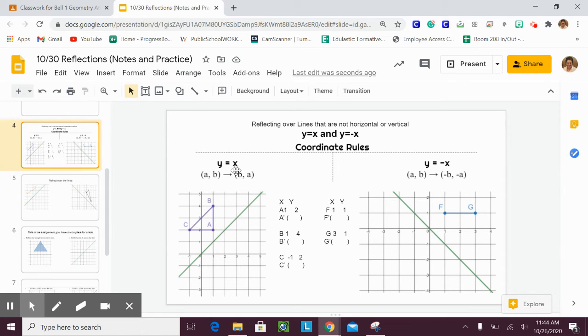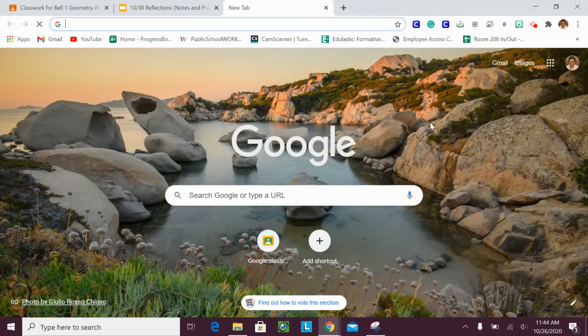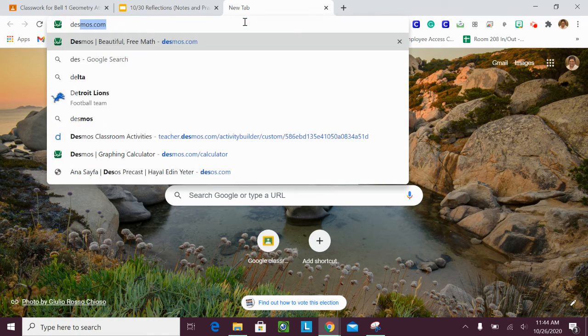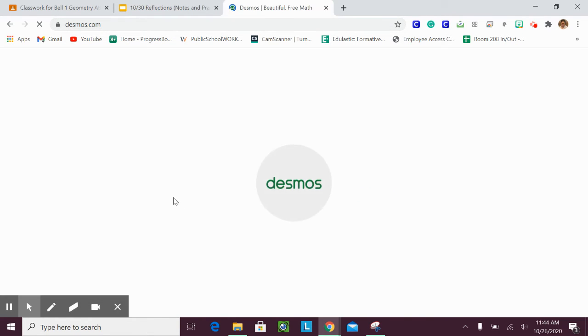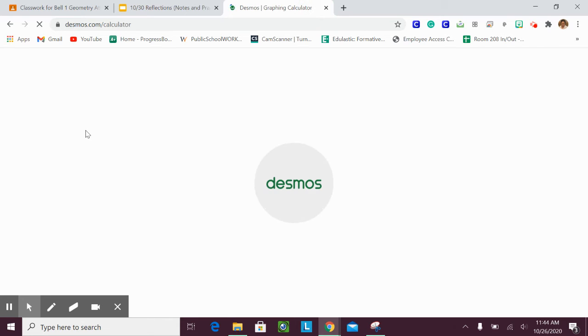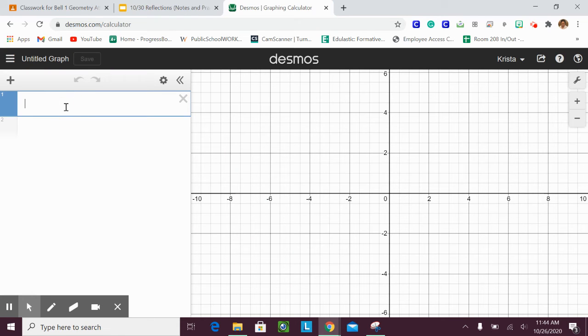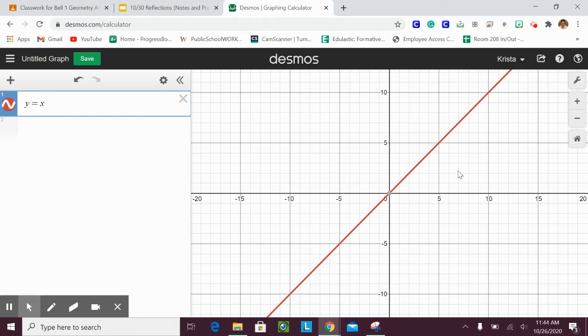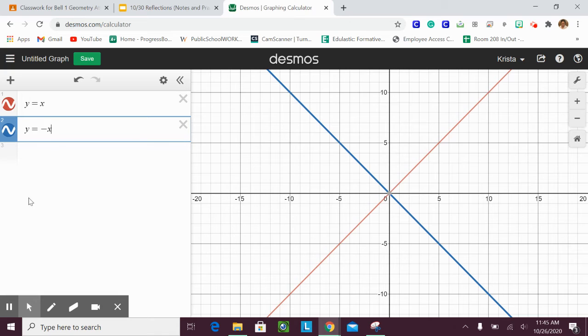If you want to do it algebraically, if we have the line y equals x, let's say we didn't know what that line was. Well, we can go to Desmos and we can find it out. So if I didn't know what y equals x was, although it's on your paper, there we go. There's our line. Up 1 over 1, up 1 over 1. Okay. Same with y equals -x. So we can do the same thing.